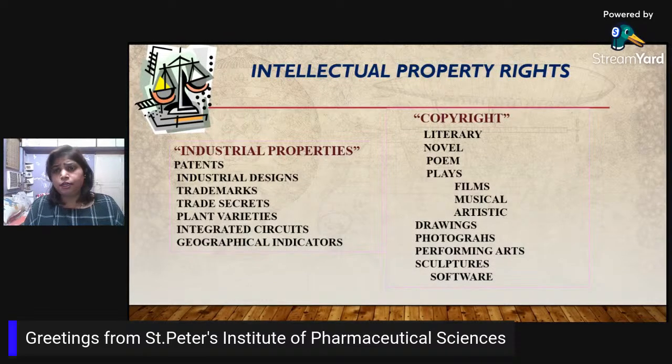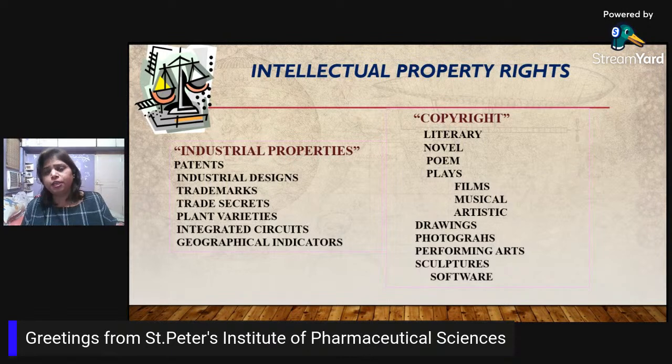So we can see intellectual property rights. When we say industrial properties, we mean patents, trademarks, industrial designs, trade secrets, biodiversity, integrated circuits, and geographical indications. Some of them, everyone must have heard, all the students also must have heard about it. And so these are your rights which definitely need to be registered for protection.